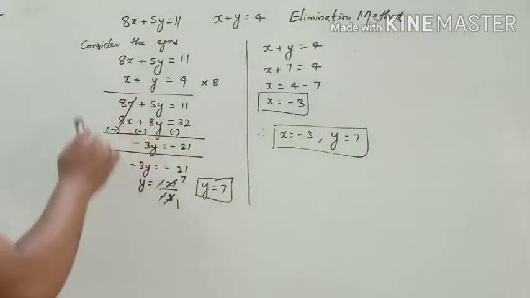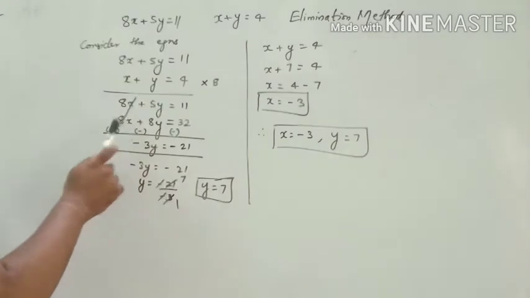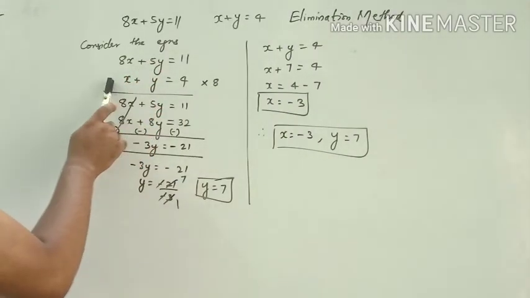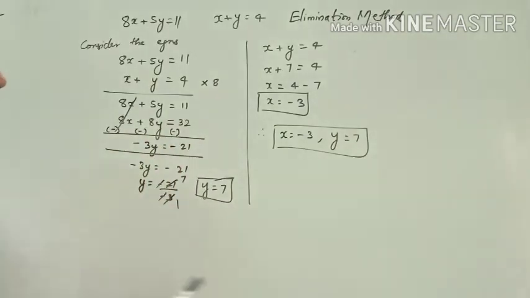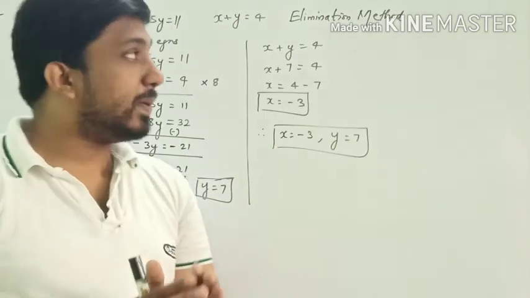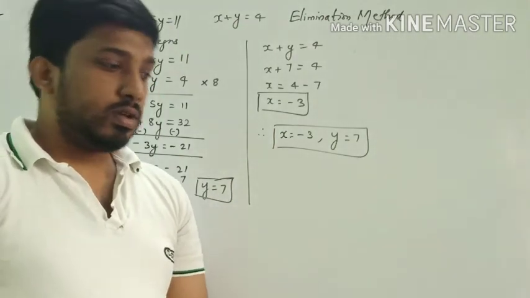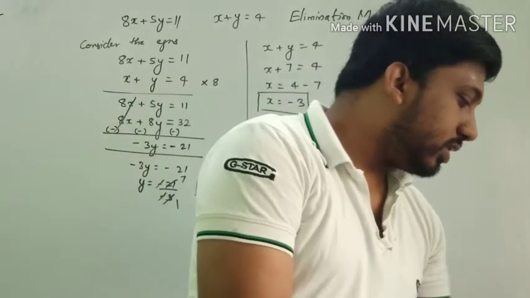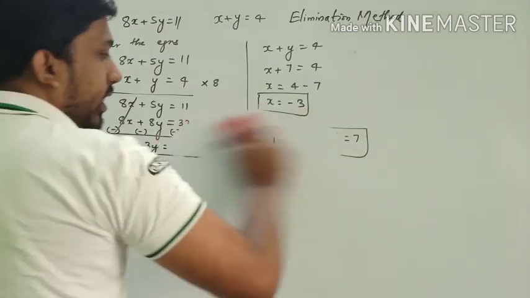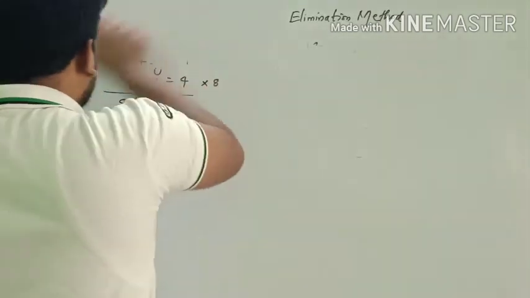So here I have eliminated x. Similarly, we can do it for 5 also. If you take into 5, this gets eliminated and we'll get the x value, that is minus 3. And when we substitute that, we'll be getting the y value as 7. So this is the method of doing the elimination method. So let us go for the last problem of today, that is another problem in the elimination method.